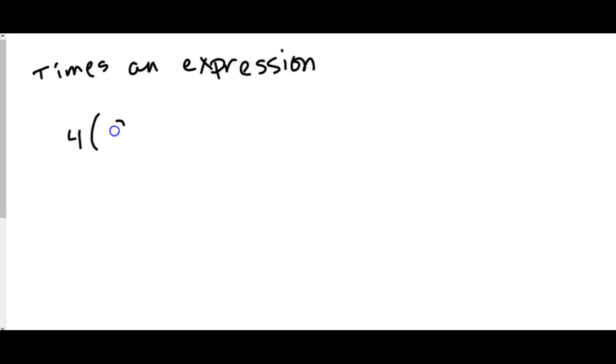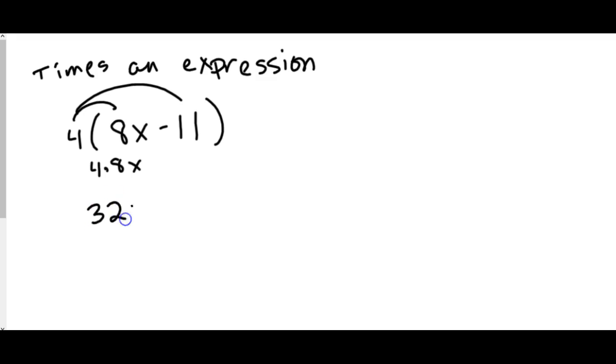It's also used a lot when you can't actually combine together the things in the parentheses. Usually when you can't combine stuff together, it's called an expression. So when we're multiplying by an expression, we have some variables involved. I can't actually combine 8x and 11. They're not like terms. So I still can multiply this number outside by both of them, though. I can multiply 4 times 8x to get 32x, and 4 times 11 to get 44.